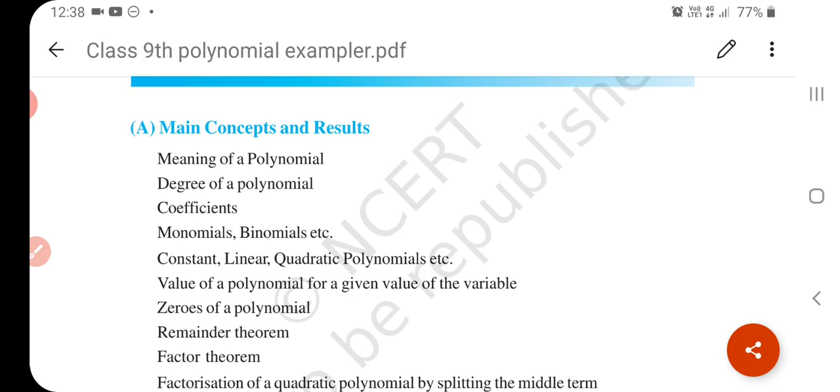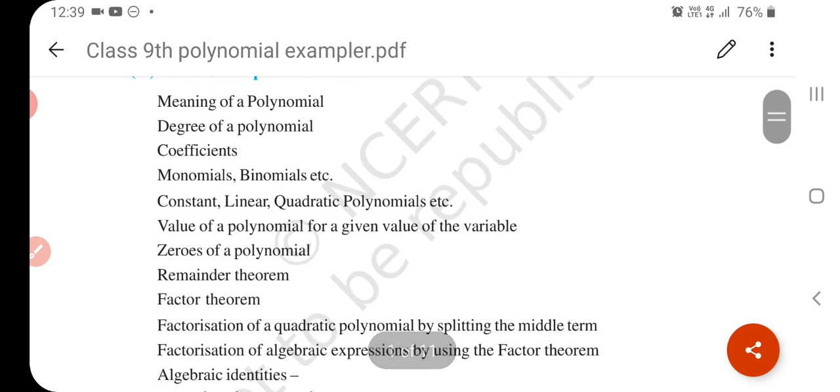Okay, and according to its terms we can divide polynomials into many other types. That is monomial. If there is only one term, then we can say that it's a monomial. If there are 2 terms, then we can say that it's binomial. 3 terms, then we say that it's a trinomial. 4 terms, it's called multinomial. Okay, so this type we have divided the polynomial in different ways. Okay, understand?